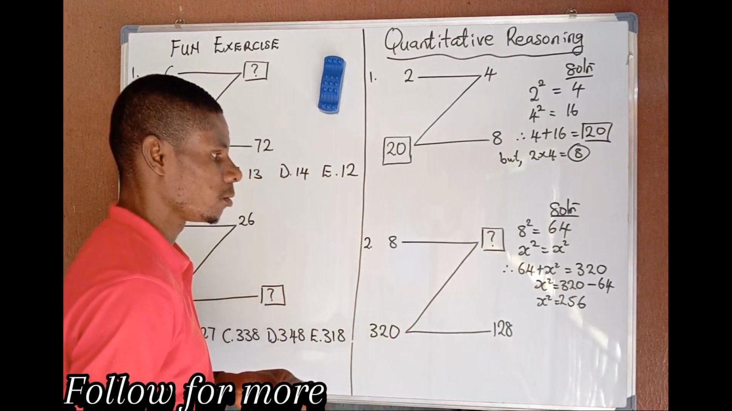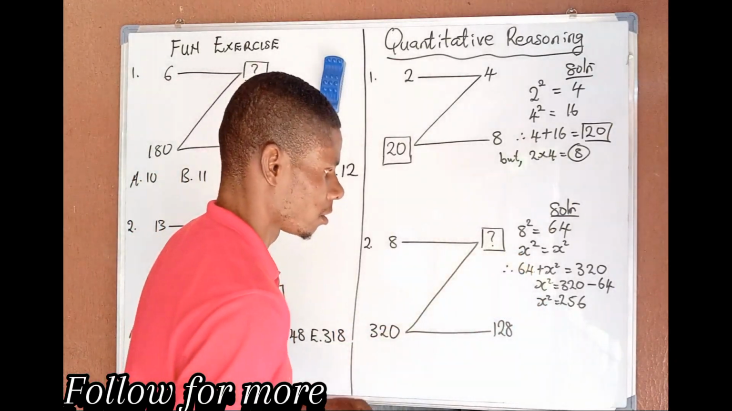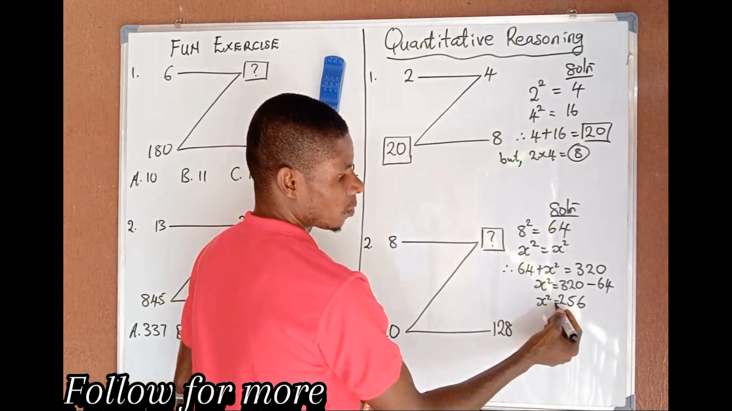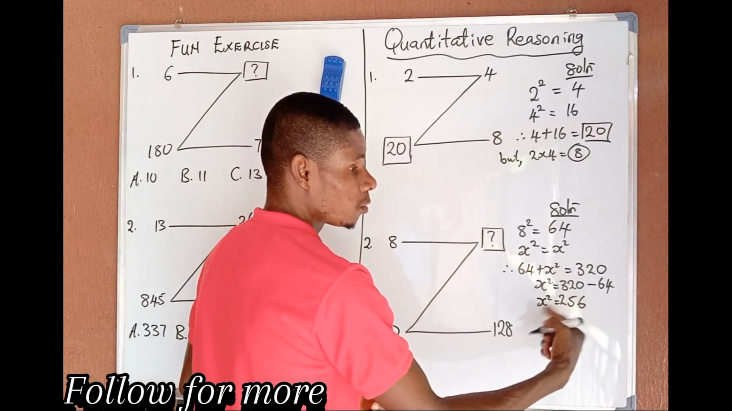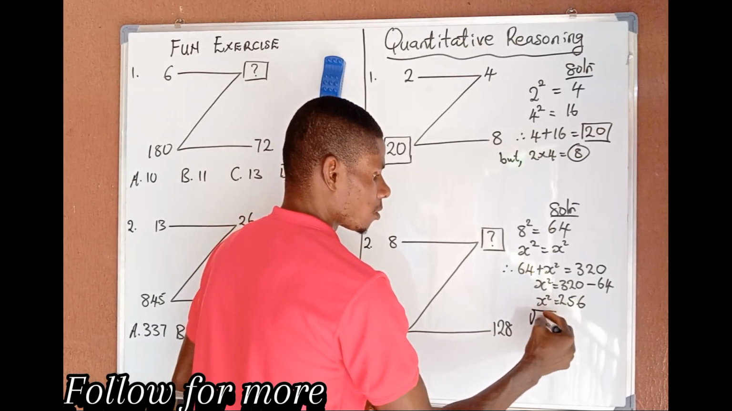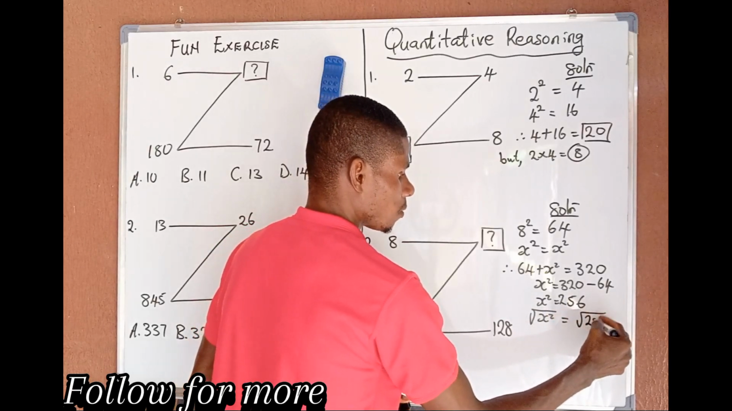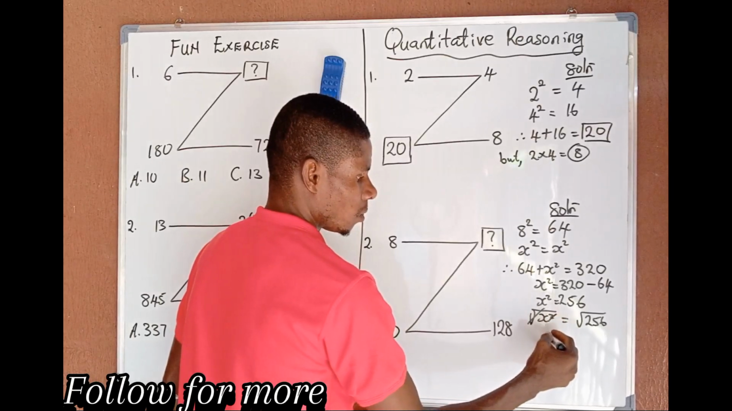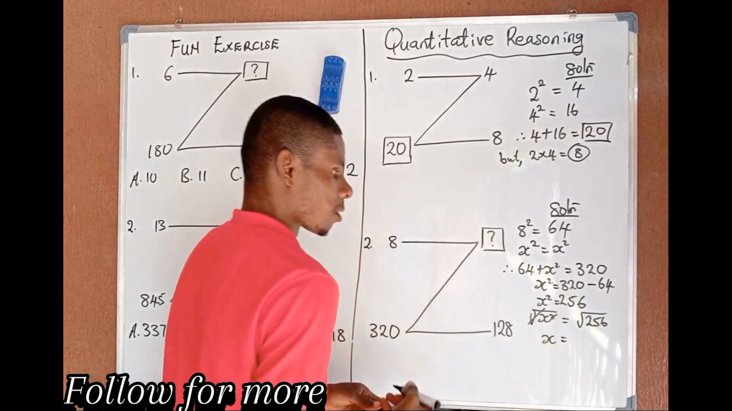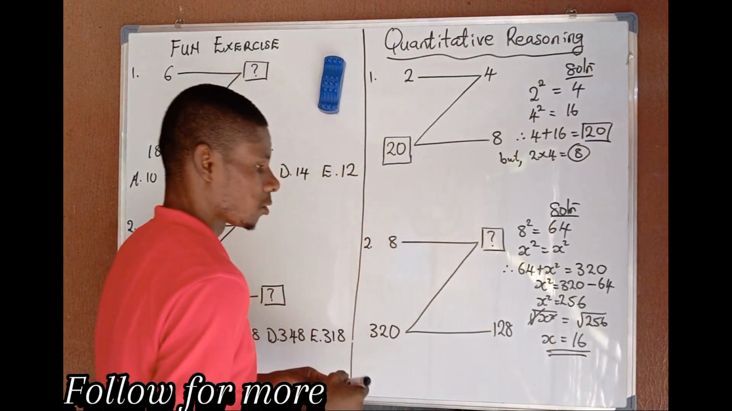Okay, so what do we do to find x? Because we are looking for x. So since we have x squared is equal to 256, we are going to square root both sides. So we're going to have square root of x squared equals square root of 256. And then the square root cancels the square, and we are going to have 16 here. All right, so here is supposed to be 16.